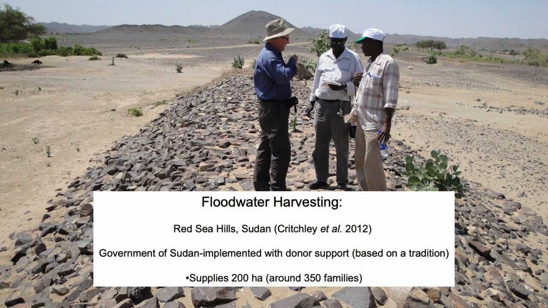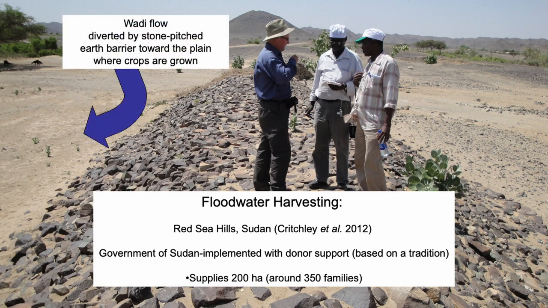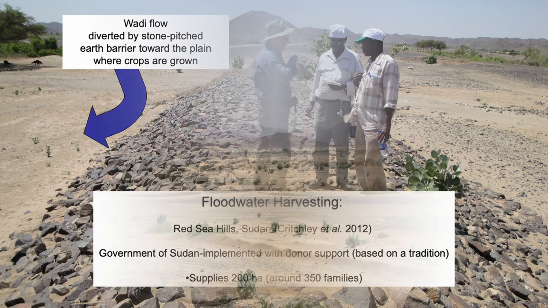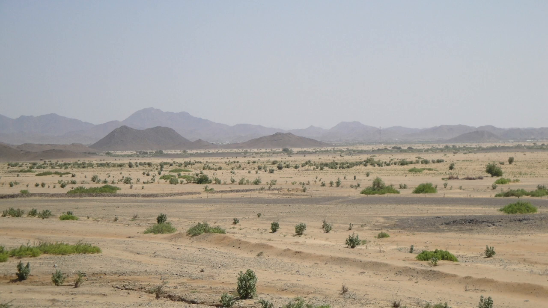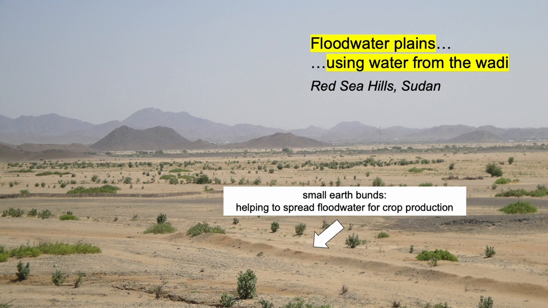Here's an example from Sudan. A wadi is a watercourse that carries flood flow just a few times a year. Here its flow is deflected by this huge stone-pitched, that means stone-covered, barrier, and the blue line shows its new direction downslope. This plain is where the floodwaters are used for crops. It's the dry season now, but you can just see some earth bunds which help to spread and hold the water.